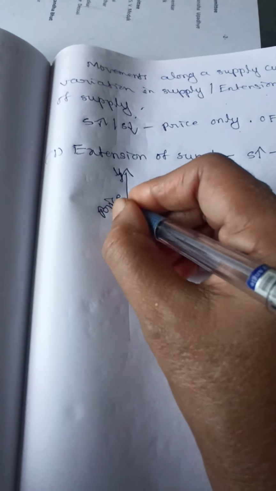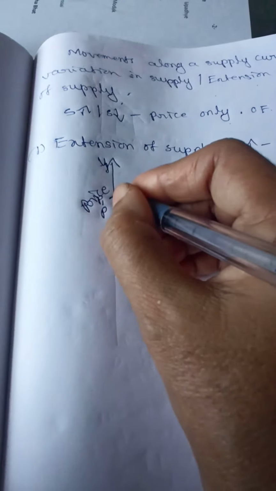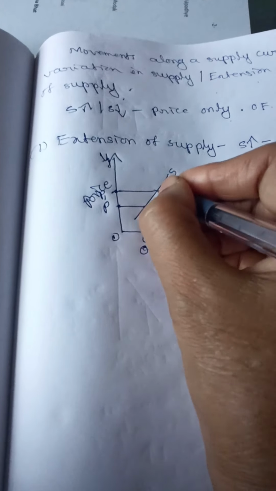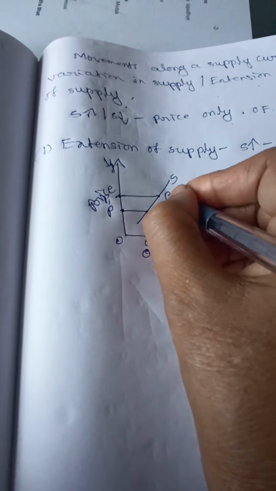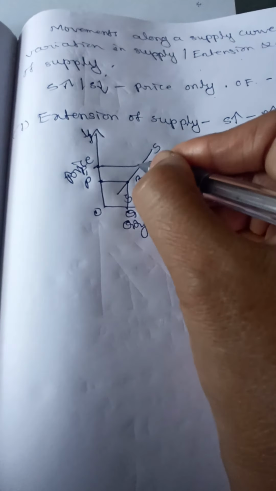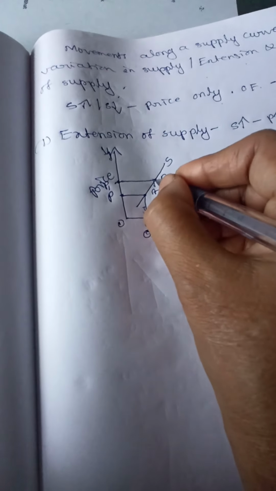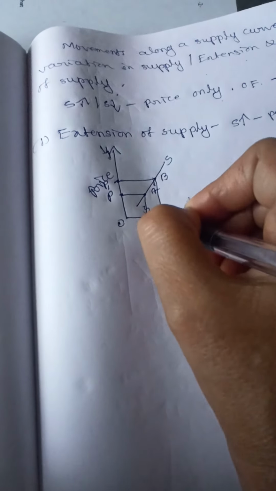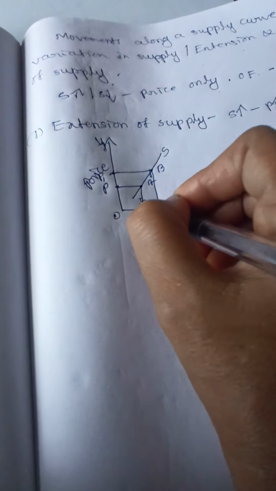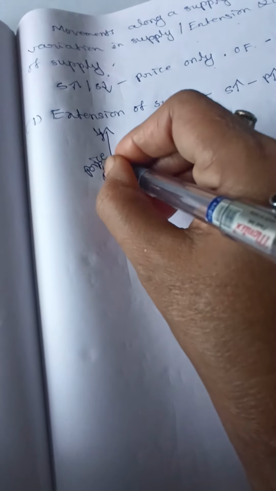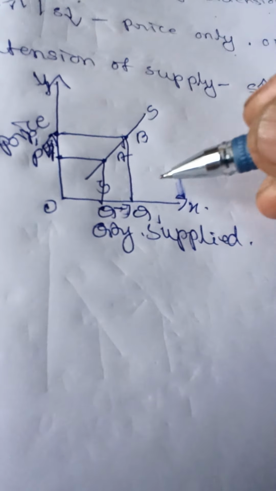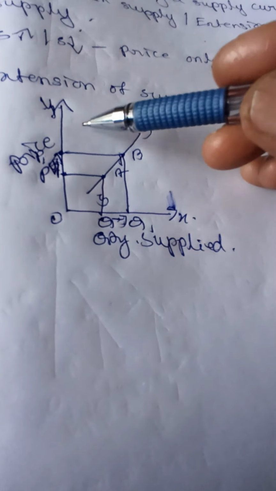Now you have to show a rise in price from P to P1. What is the quantity supplied? This point you mark as B. Then join it. You will get Q1. So the quantity supplied increases and price also increases. There is a rise in price from P to P1, and quantity supplied also increases from Q to Q1. So now what is the explanation?